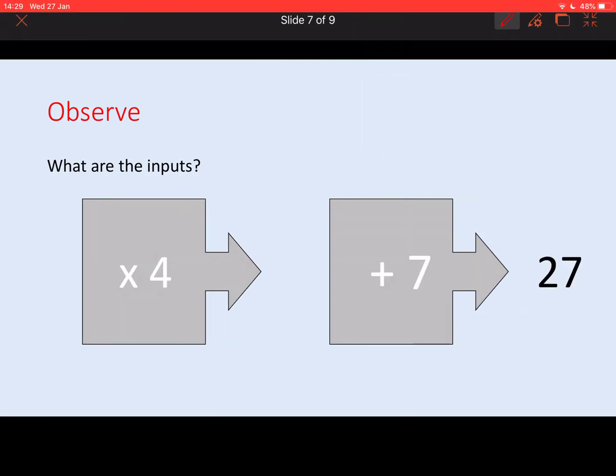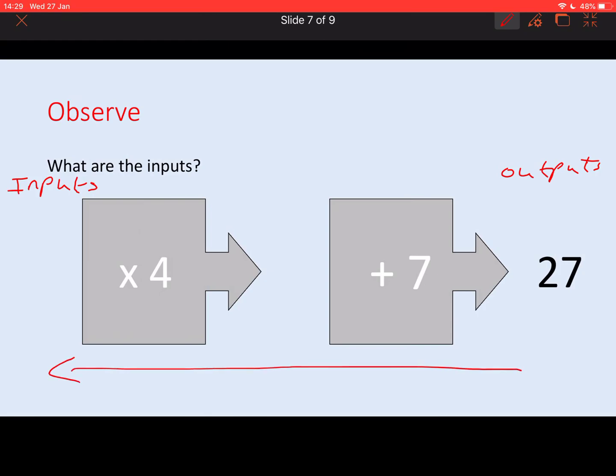Now, as opposed to going from left to right, where my inputs were here and my outputs were here, I'm given my output and I need to find my input. Now, when we went with the arrow, we were doing that operation in the box. But when we go against the arrow, what we're doing is we're going in the opposite direction to the arrow. So to get from my output to my input, I need to go in this direction.